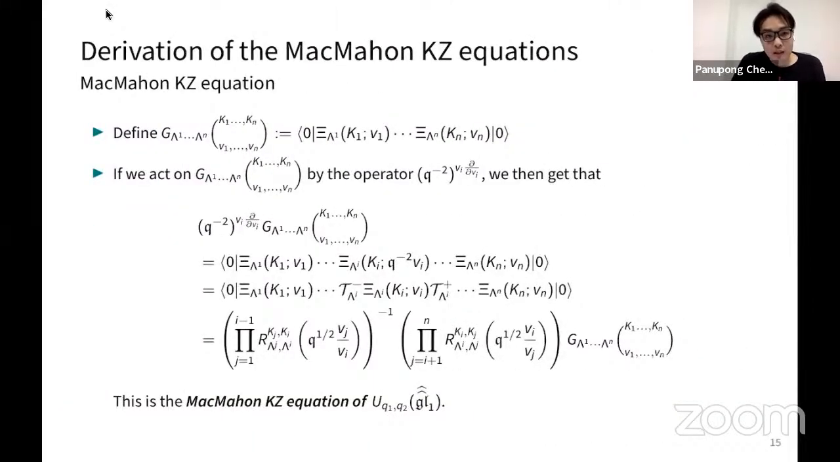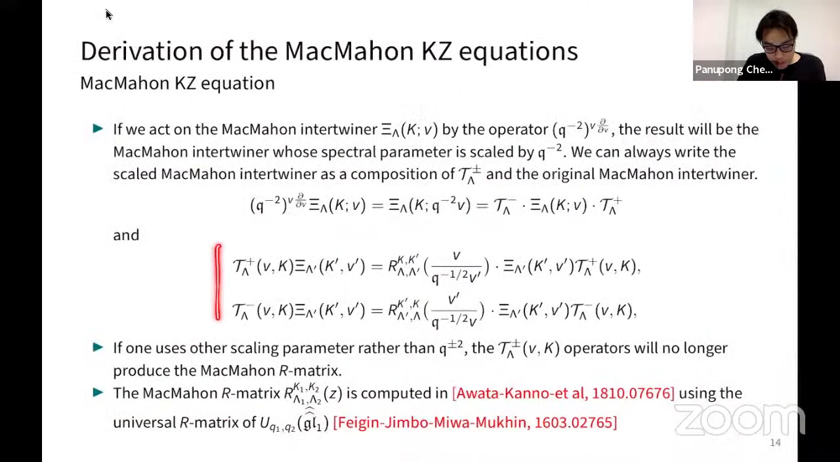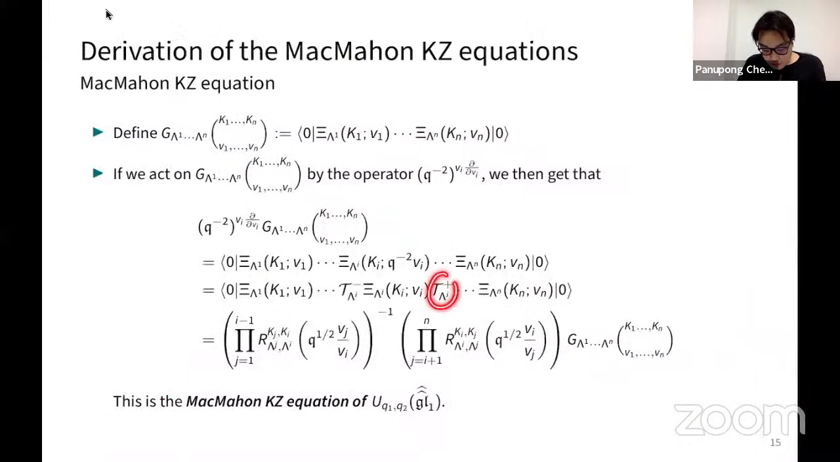Okay, so now we define the correlation function of the MacMahon intertwiner in this form, by this formula. If we act on this function by the operator q^{-2} v_i ∂/∂v_i, then we get that the spectral parameter v_i is scaled by q^{-2}. As I explained previously, we can rewrite it in terms of the shift operator, the T operator, like this. From this formula, if we move T+ to the right and T- to the left, it will generate the MacMahon R matrix. So if you consider this, you can see that this is in the form of the MacMahon q-KZ equation. So this is what we want to find, right?